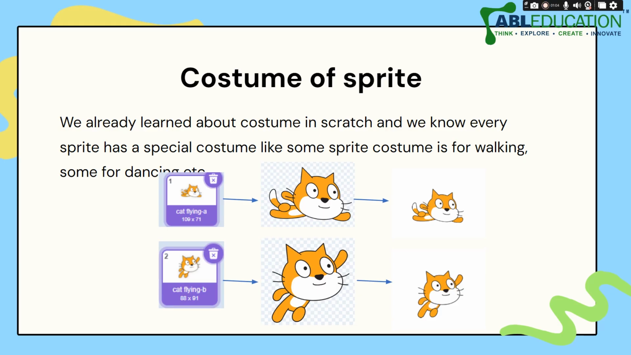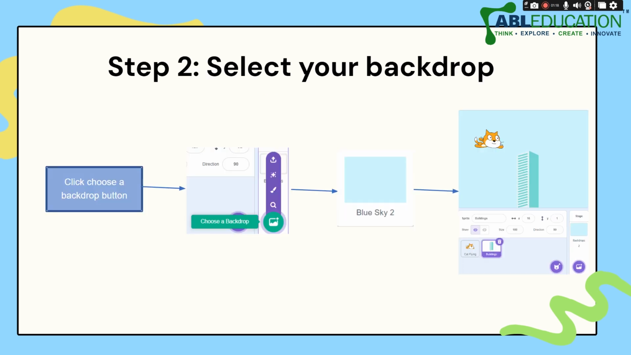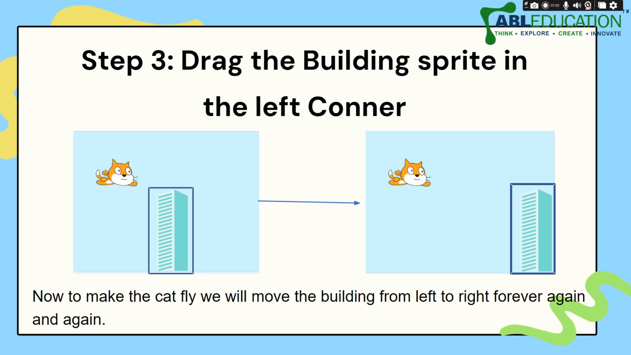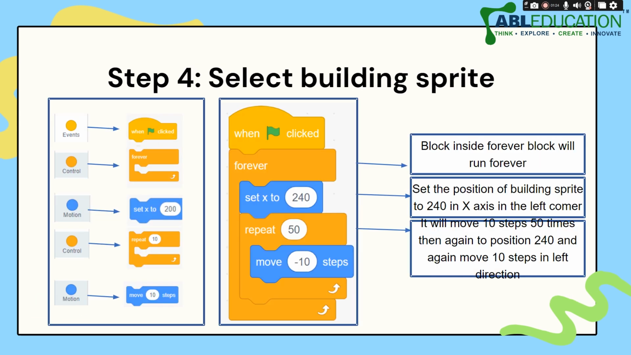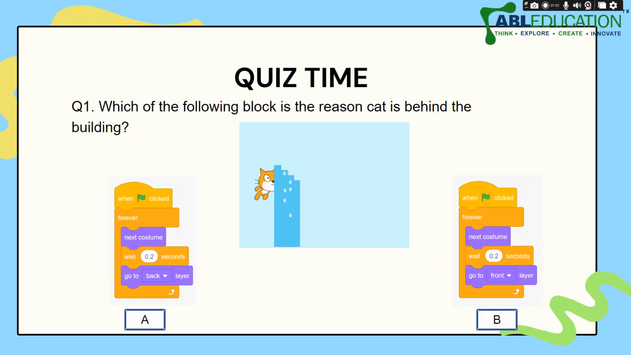So first of all, I need to select a flying cat. There are different costumes for the cat as well, and one of them is a flying cat. Now I want to choose a building so that my building comes close to the cat, so that it looks like the cat is moving towards the building. I'll explain it later. And then some background, then try to move the building from right to left so that it appears that my cat is moving. So I'll explain this code while I'm making the project live.